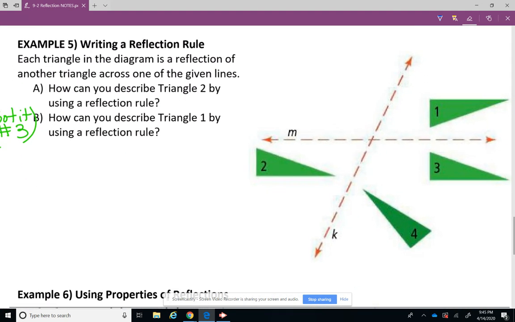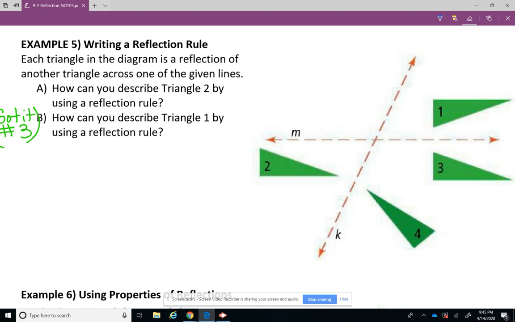Writing a reflection rule. Example 5. On this one, in your book, it's problem number 3. All right, each triangle in the diagram is a reflection of another triangle across one of the given lines. Okay, you notice when I do the reflection lines, I do them dashed just to make it similar to the book so it keeps making sense. All right, for this A right here, in your book, this is problem 3.